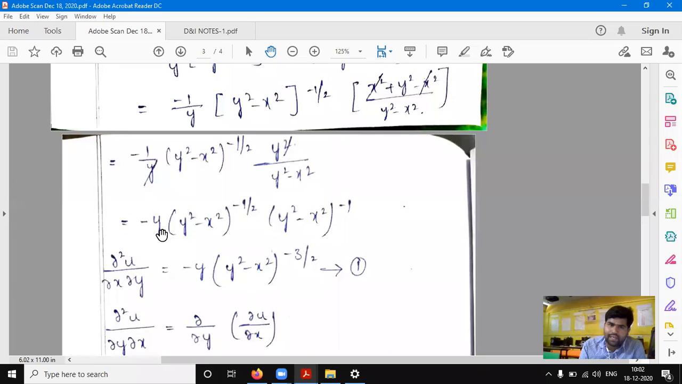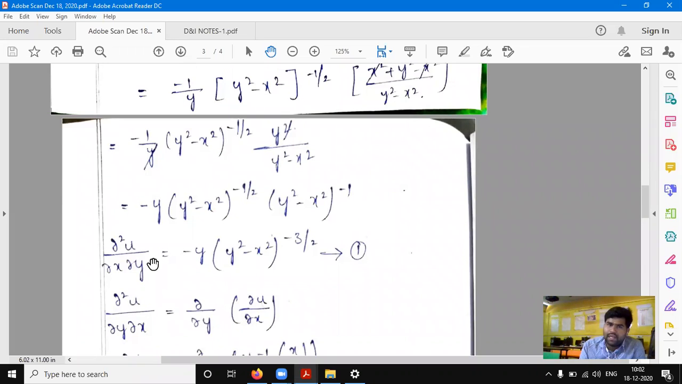So that is minus y into y square minus x square whole to the power of minus 1 by 2 into, this one again we are writing in the numerator, that is y square minus x square whole to the power of minus 1. So that is dou square u by dou x dou y is equal to minus y into, again you have to add this one because bases are equal, powers should be added. So minus y into y square minus x square to the power of minus 1 by 2 minus 1 becomes minus 3 by 2. It is equation number 1.